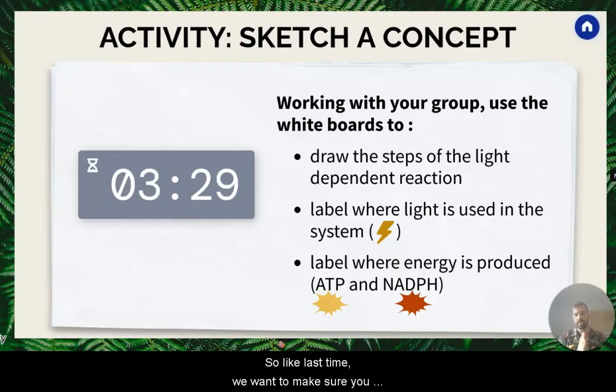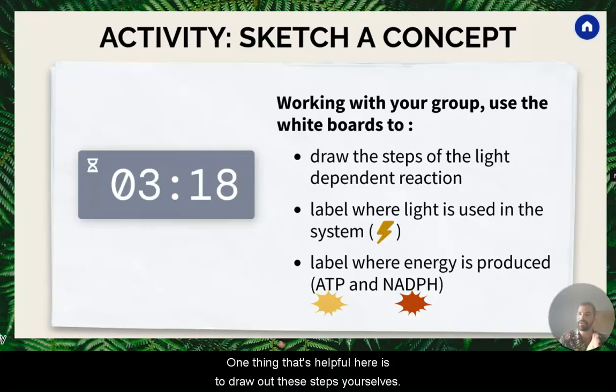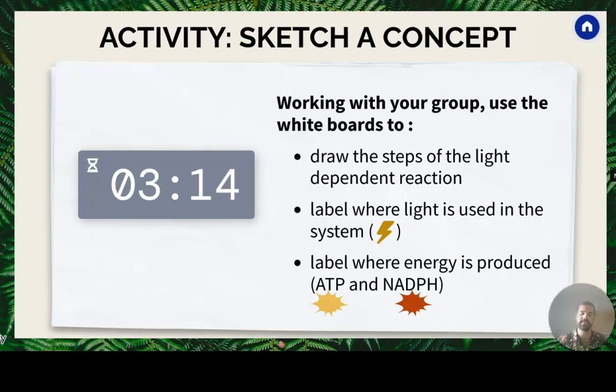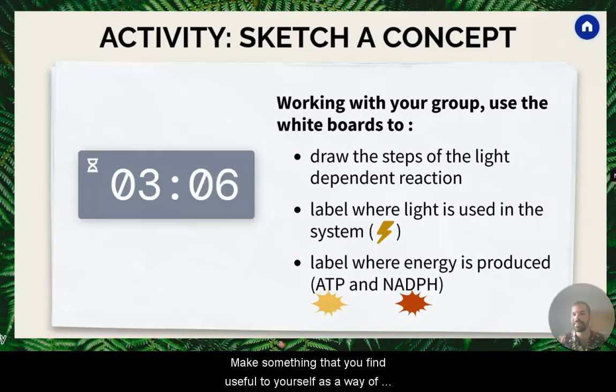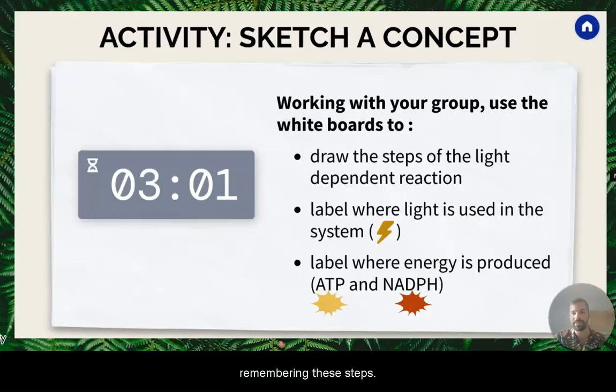So, like last time, we want to make sure you have some notes of this yourself. Like we talked about with cellular respiration, one thing that's helpful here is to draw out these steps yourselves. Label where the light is being used, label where the energy is being produced, where the energy is at. Get creative with the colors, and have fun with it. Make something that you find useful to yourself as a way of remembering these steps.